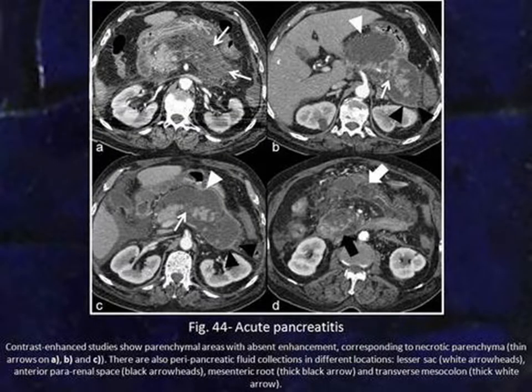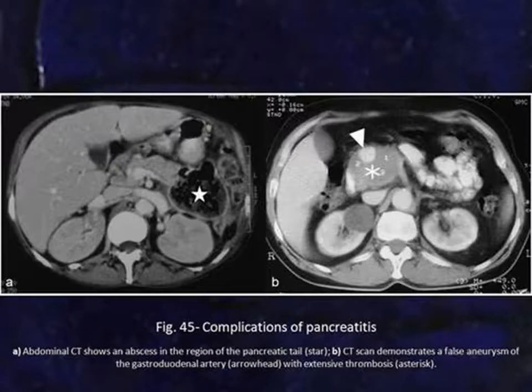and it might be complicated by pseudoaneurysm formation, thrombosis, and abscesses. For example, you can see here these are different cases of acute pancreatitis. You can see there is a necrotic, swollen, non-enhancing body and tail of the pancreas, and you can see here fluid collection, and you can see again peripancreatic fluid collection, and another case of stranding of the mesenteric fat planes.